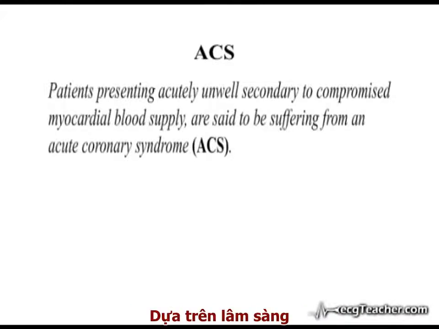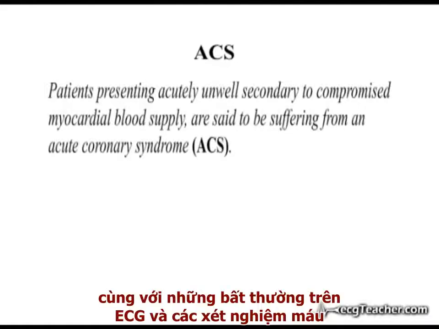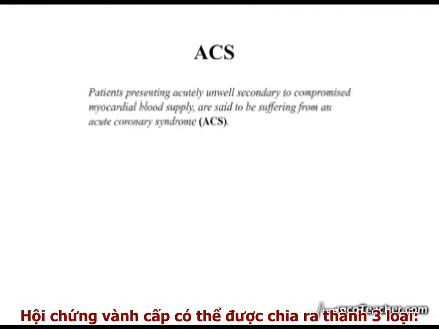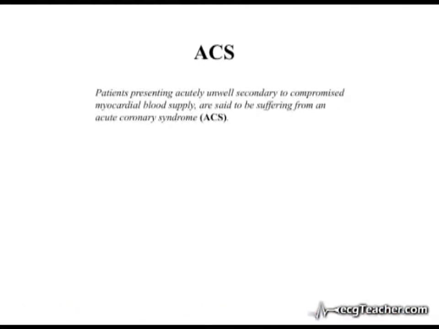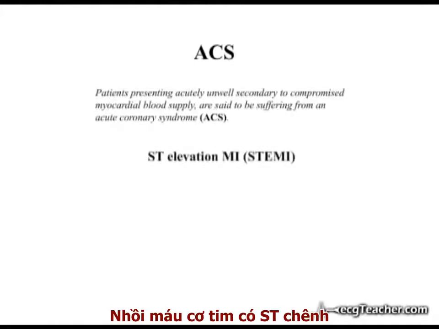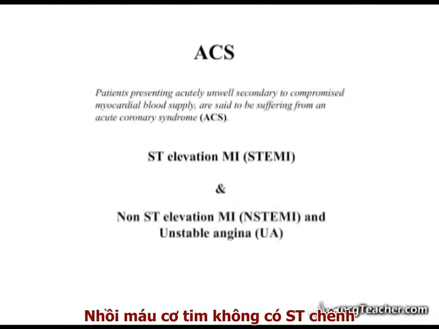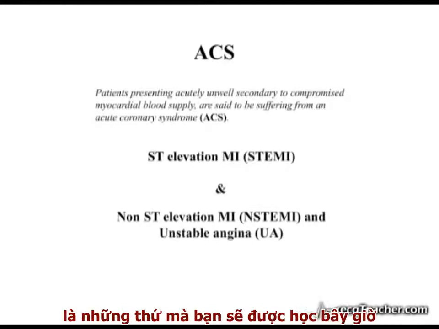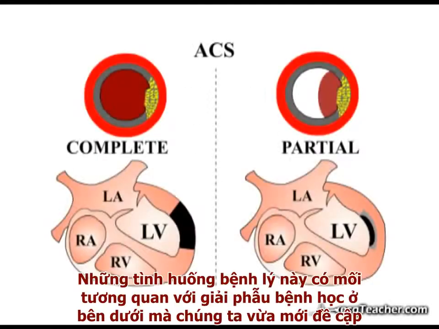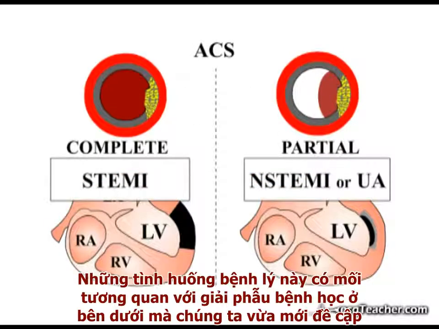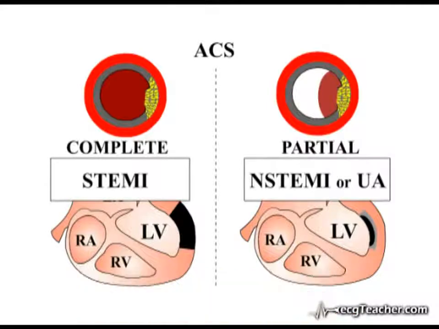Based on clinical findings, ECG abnormalities and blood test analysis, acute coronary syndromes can be divided into three categories: ST elevation MI, non-ST elevation MI, and unstable angina, which, as you will now learn, broadly correlate with the underlying pathological findings we've just outlined.